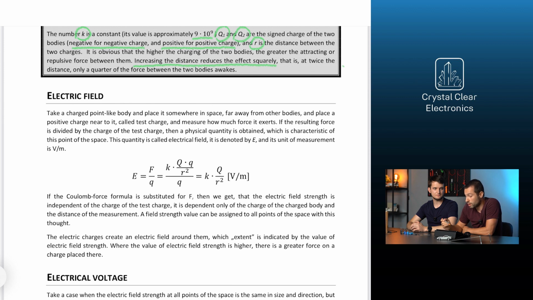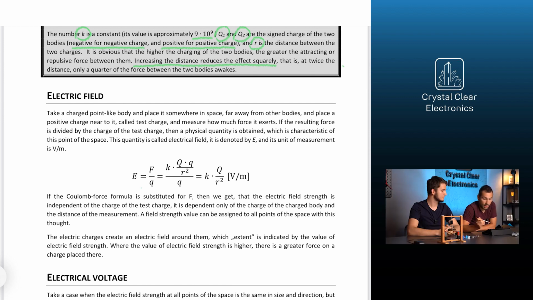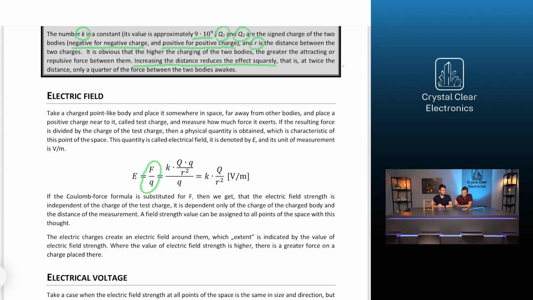quantity is obtained, which is characteristic of this point of the space. This quantity is called electric field strength, it is denoted by capital E, and its unit of measurement is volts per meter. E equals F over Q written down.